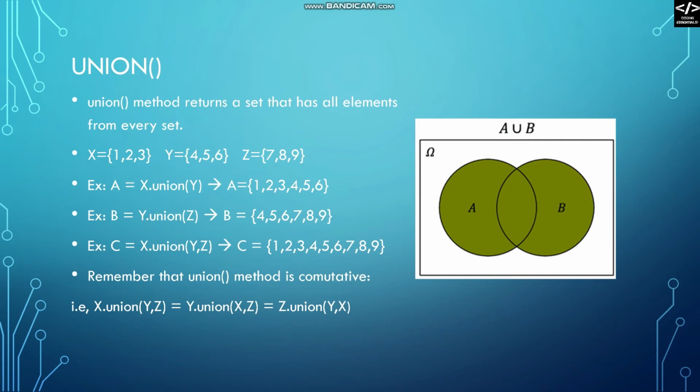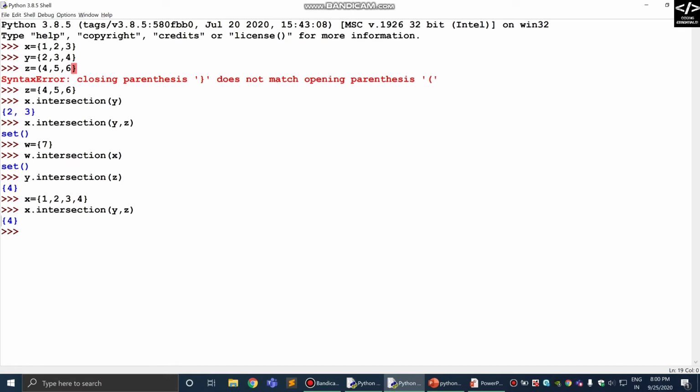1, 2, 3, 4, 5, 6 and 7, 8, 9. X equals 1, 2, 3. Y equals 4, 5, 6. Z equals 7, 8, 9. Okay, now let's find X union Y. Yeah, that's 1, 2, 3 and 4, 5, 6, all without duplicate data.